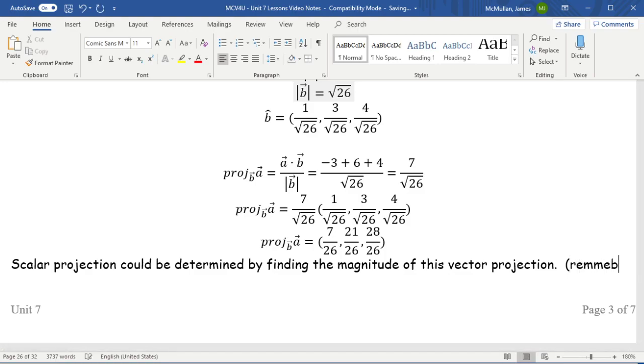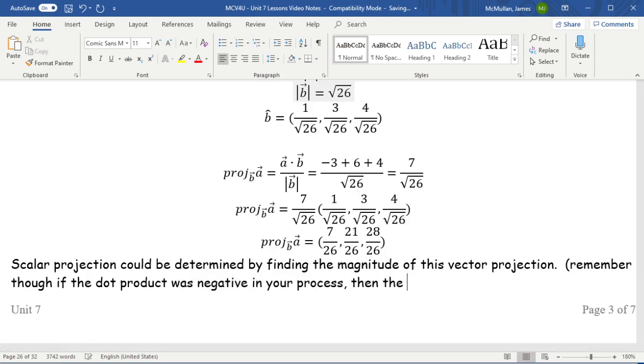Remember though, if the dot product was negative in your process, then the scalar projection is in the opposite direction.